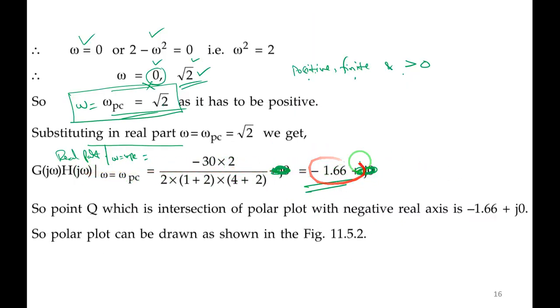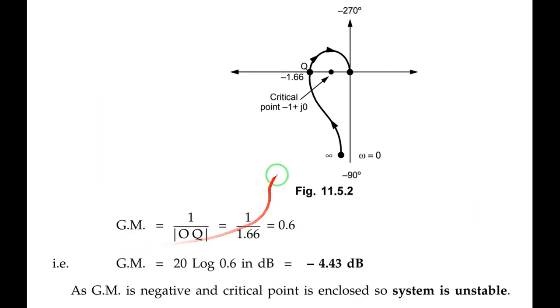So this is the coordinate of point Q. The coordinates of point Q are minus 1.66, imaginary part 0, so minus 1.66 plus j0. The polar plot is shown here. Some people will not take omega equal to 0 on this; they will take it here. No problem. You can join it assuming that it will meet.